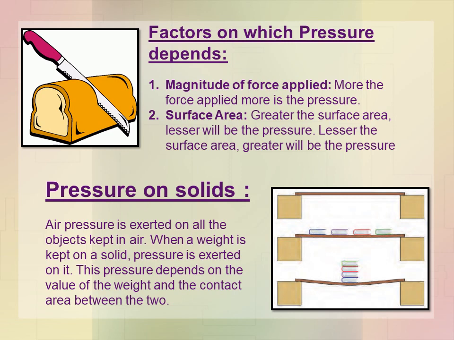Now let's see pressure on solids. Air pressure is exerted on all the objects kept in air. When a weight is kept on a solid, pressure is exerted on it. This pressure depends upon the value of the weight and the contact area between the two. As you see in the picture, when the books are kept separated, the pressure exerted on the rod is less. When all these books are kept together in the center, the weight is increased, and due to that the pressure exerted on the solid was more.